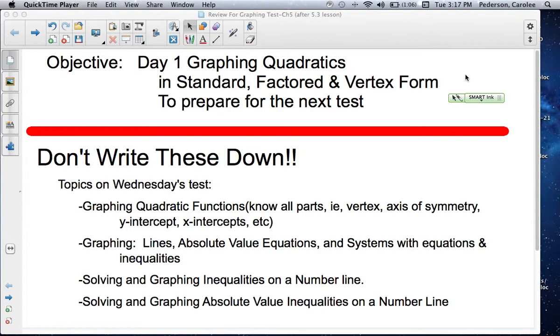We're going to have you graph quadratic equations, making sure you know how to find the vertex, the x of symmetry, the y-intercept, and the x-intercepts. When you graph lines, absolute value equations and systems, solving and graphing inequalities, and then graphing absolute value inequalities. Let's move on to the next slide.